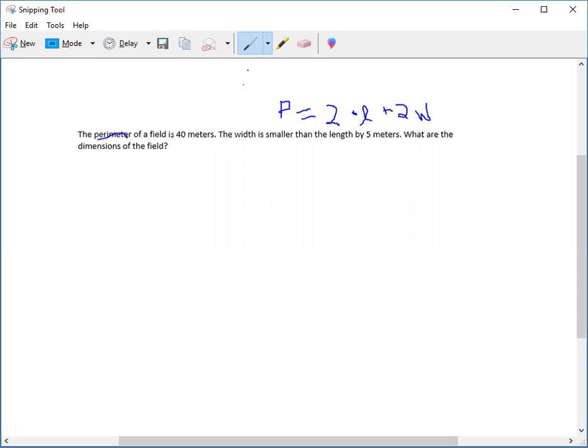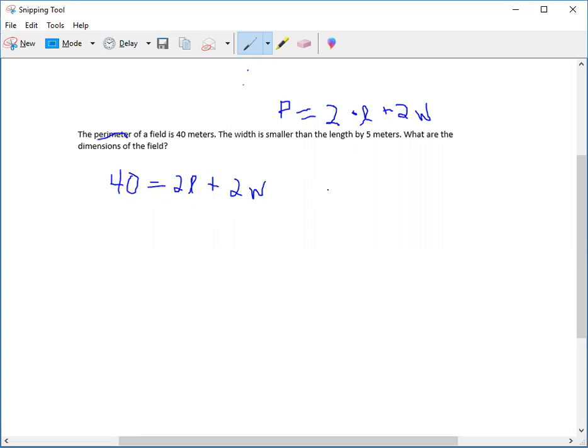So the perimeter of the field is 40 meters. So that's where my first equation comes from. 40 is the perimeter. 2 times length plus 2 times width. Gotta remember this is an L and not a 1. Okay, so that's my first one. That's how I get my first equation. Perimeter, 40, equals 2 times length, 2 times width.